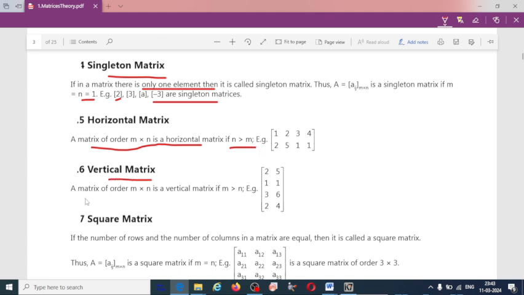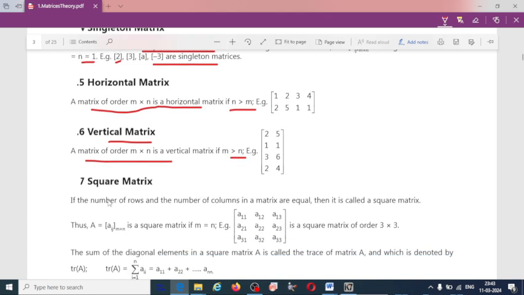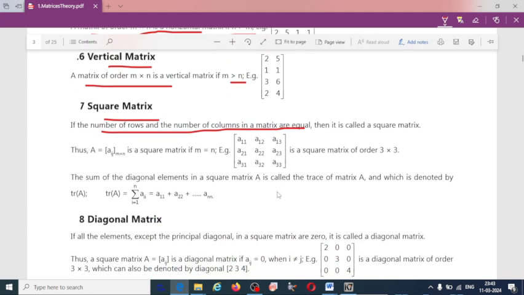Vertical matrix. A matrix of m cross n is a vertical matrix if it has more rows than columns, m greater than n. Square matrix. If the number of rows and number of columns are equal, then it is called a square matrix. So in this you can see 3 rows and 3 columns, a 3 cross 3 matrix. If you want to define the trace of a matrix, that we can define only for a square matrix. The sum of diagonal elements of the square matrix we call the trace. So we can discuss further.